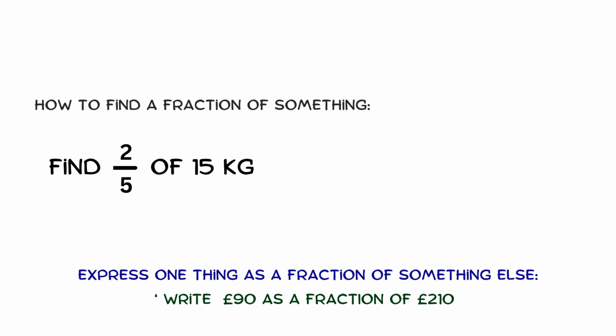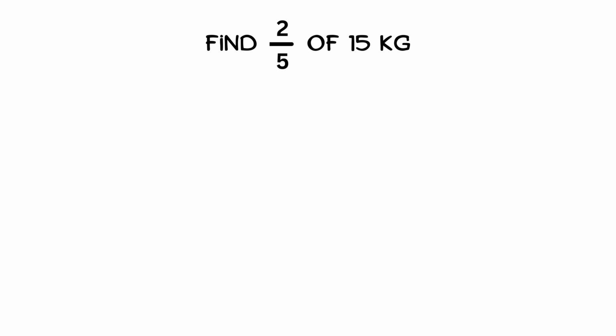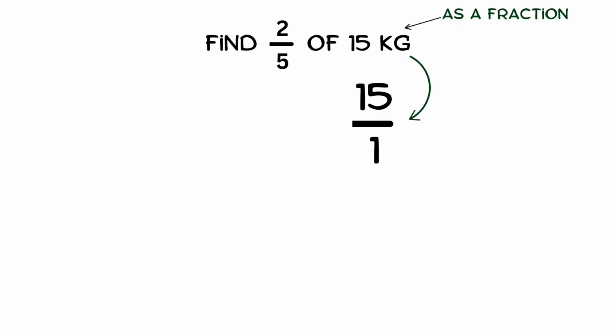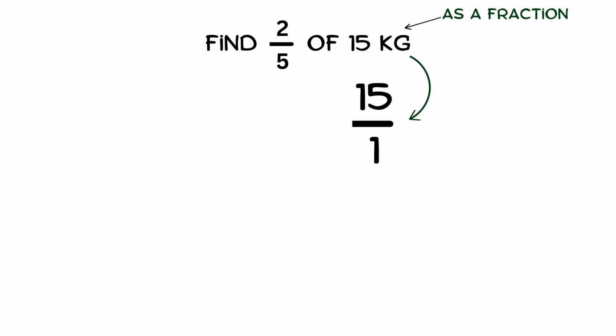To find a fraction of something, like 2/5 of 15 kilos, we write the 15 kilos as a fraction. So turn it into 15 over 1, which we're allowed to do because 15 divided by 1 is just 15, so we haven't actually changed this value at all. Next, we have to multiply the two fractions together. So 2 over 5 times 15 over 1, which means 2 times 15 divided by 5 times 1, or 30 over 5, which is 6, so the answer is 6 kilos.